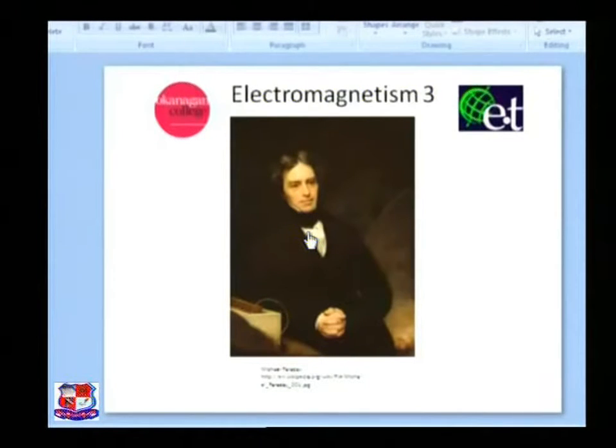Hi there, it's David Williams again from Okanagan College, talking some more about electromagnetism. In particular today, I want to talk about Faraday's law, which is named after Michael Faraday, one of the earlier experimenters in electricity and magnetism. We have a picture of him here. It was for Michael Faraday that the farad, the unit of capacitance, was named.